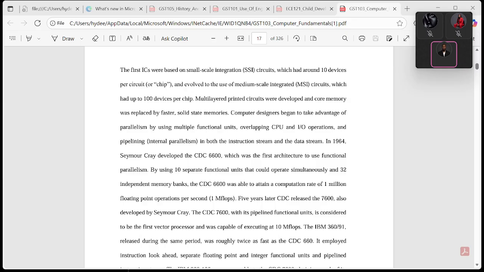Now the LSI, you see so many things being attached to it. Those things are the devices that are being put on the chip.